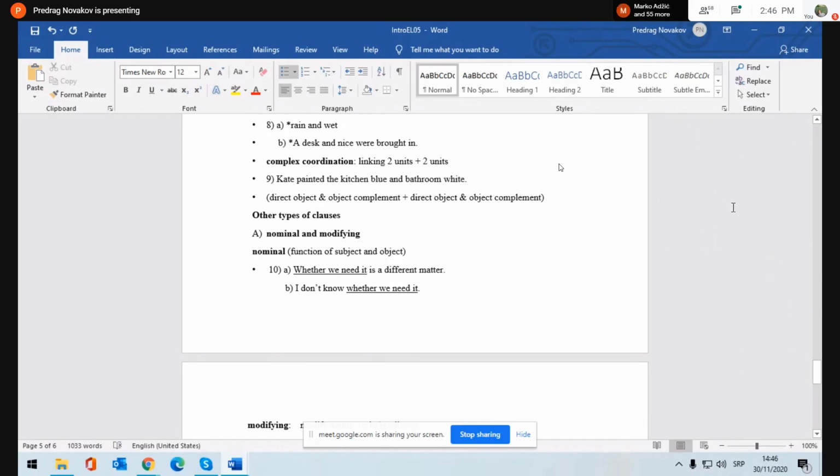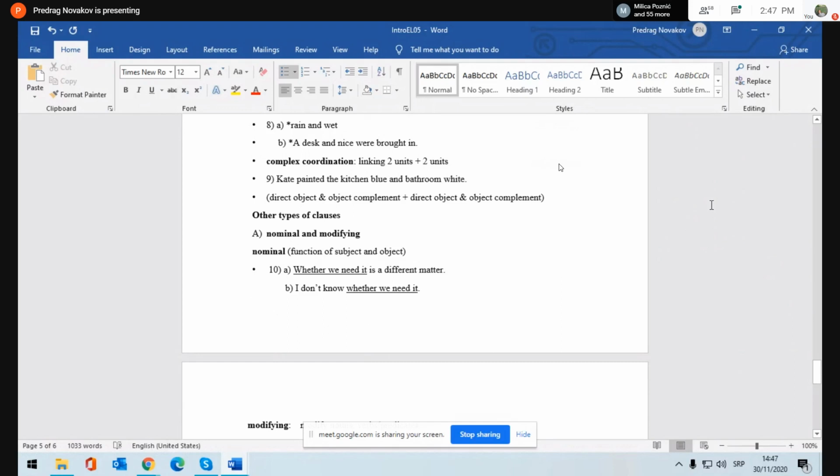Two objects, yes, or perhaps direct object and an object complement plus another direct object and object complement. We are going to explain what is blue in this case. It is an object complement, white is an object complement, okay? Dodatak objektu, okay, object complement. We are going to explain it today a bit later, okay?